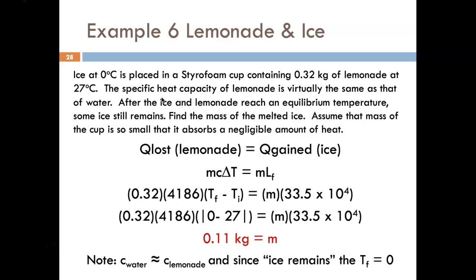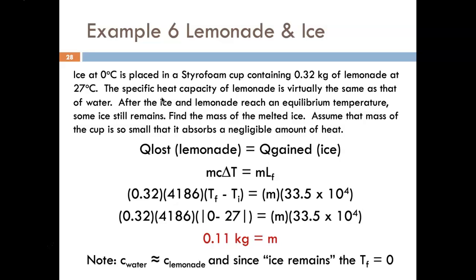On the right-hand side is the ice, and the ice doesn't change temperature, so there's no mcΔT on the right. All the ice does is melt. So the sentence had said, the ice in the lemonade reached an equilibrium temperature, some ice still remains. It doesn't tell you the final temperature, but that was your clue. So all the ice did was melt. So on the right-hand side, you only got mL_F.